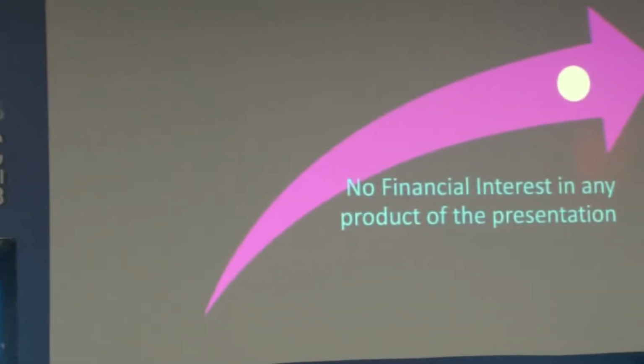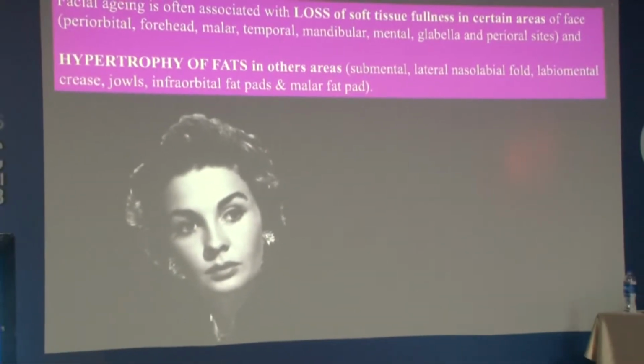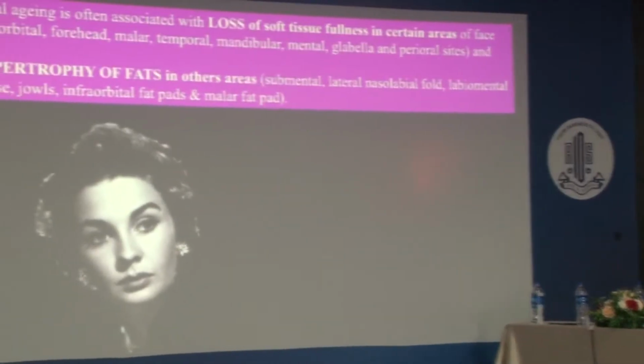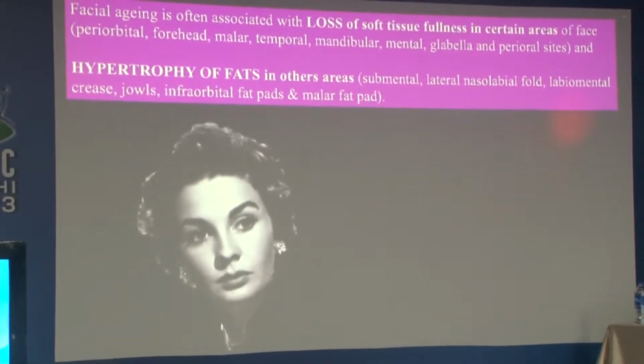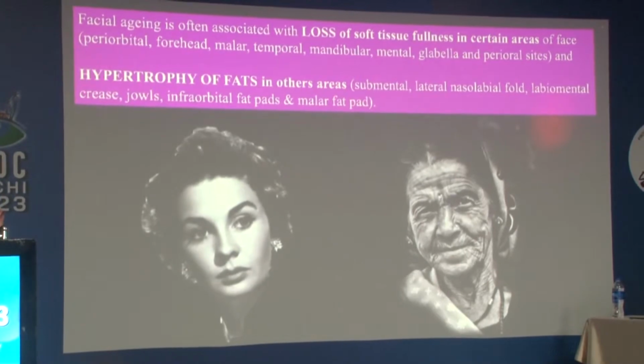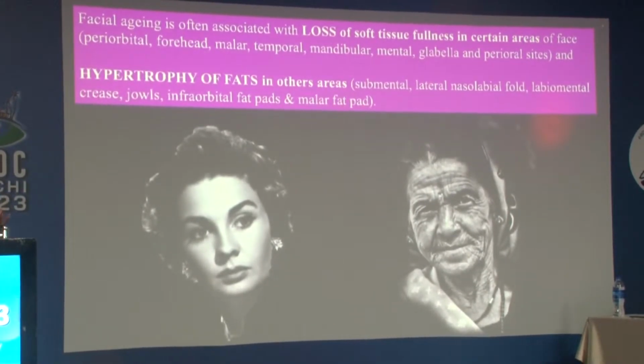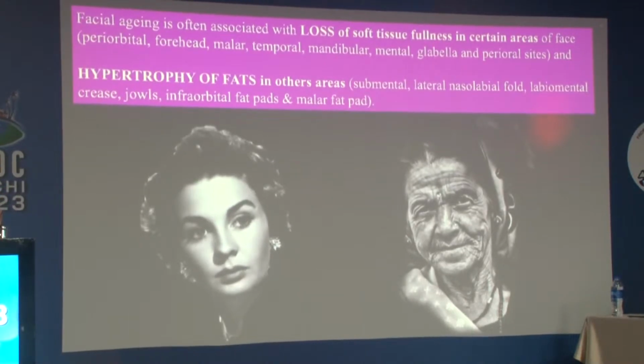No financial interest in any product of the presentation. We all know that facial aging is often associated with loss of some tissue, and secondly, we also see hypertrophy of the tissue. The loss we basically see in the malar region when we look to the periocular region, and hypertrophy is basically the orbital fat, the prolapse of the orbital fat.